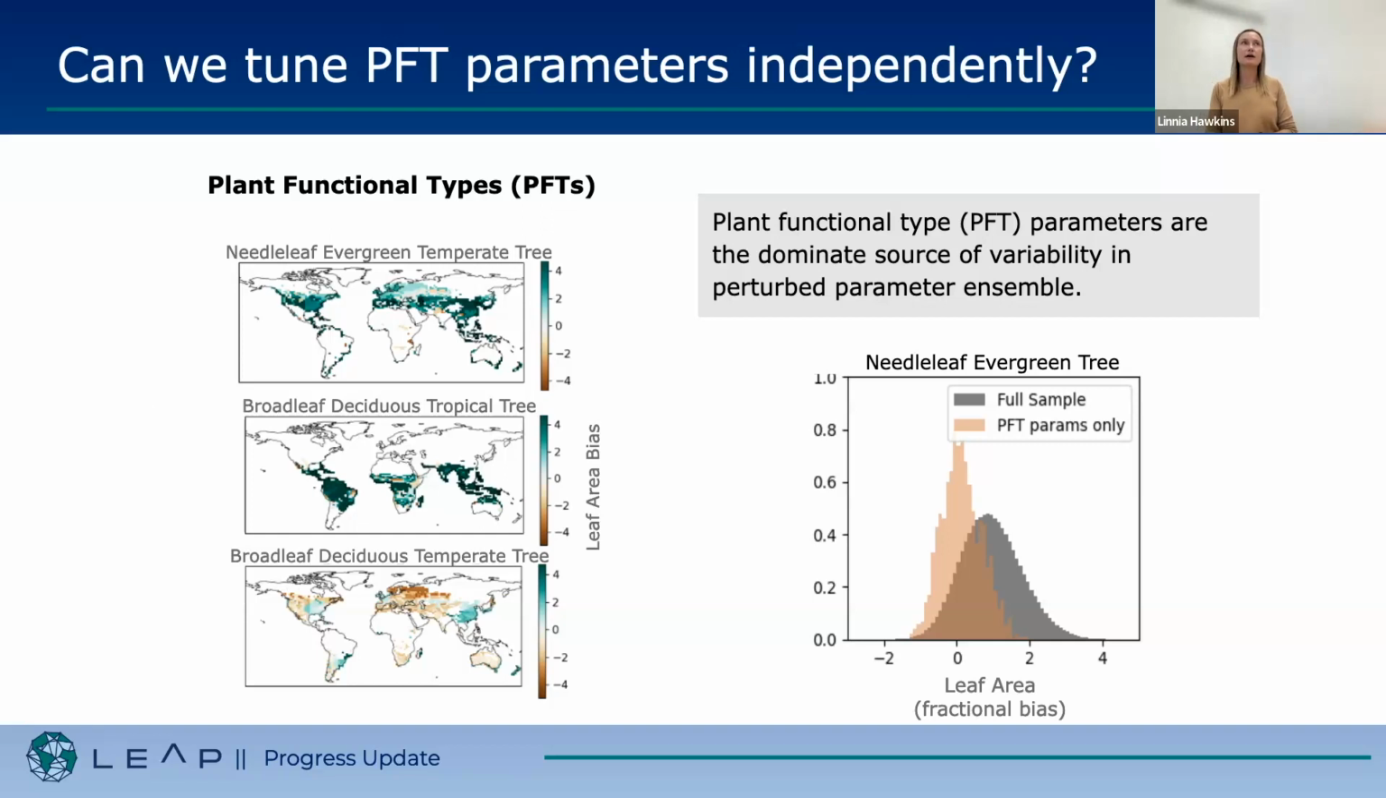And there are a subset of the parameters in the model that can be set to unique values for each different plant functional type. So for example, the photosynthetic capacity of a needleleaf evergreen tree might be different than the photosynthetic capacity for a broadleaf deciduous tree. And we wanted to design a parameter estimation workflow that allows for those PFT-specific parameters to be perturbed independently of one another. And importantly, we're optimistic about this approach because we found that the plant functional type parameters are a dominant source of variability in our perturbed parameter ensemble.